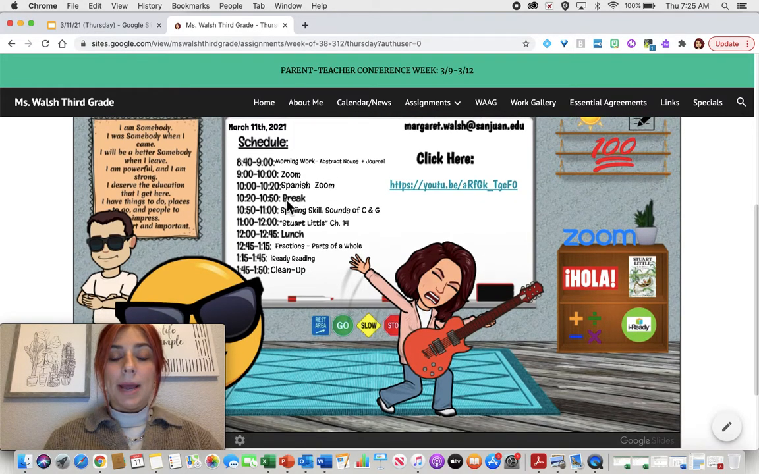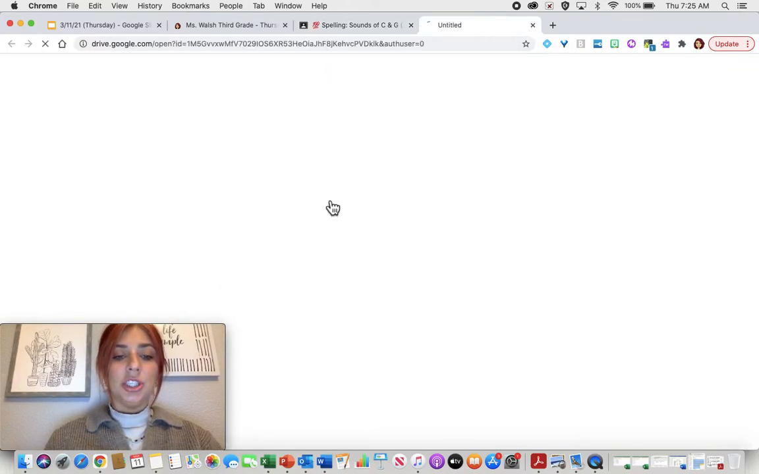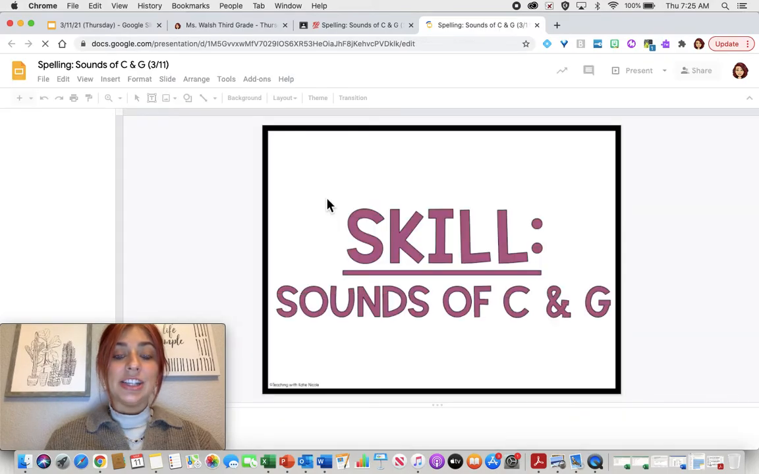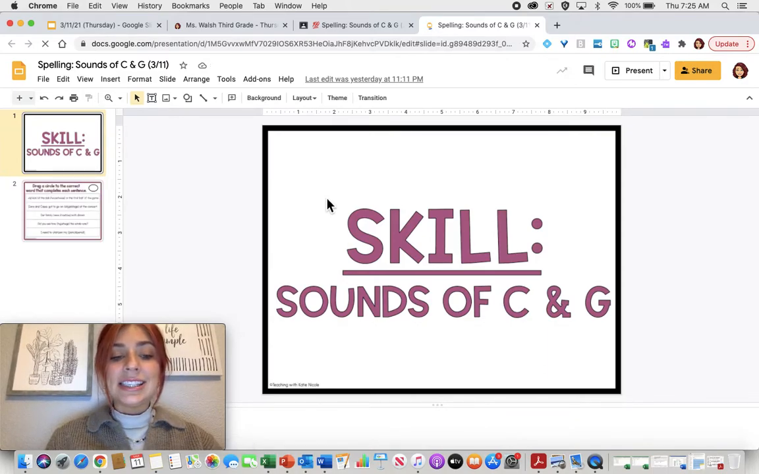When you come back from your break, we are going to work on spelling. Remember, we are talking about C and G sounds. Remember, C and G make 2 different sounds each. C makes a hard C, k, k, k, and a soft C, s, s. Right? And G makes 2 sounds. It makes a hard G, g, g, g, and a soft G, j, j, j.